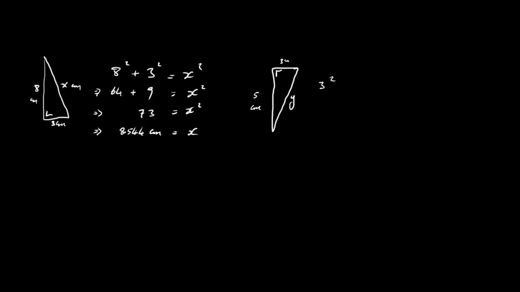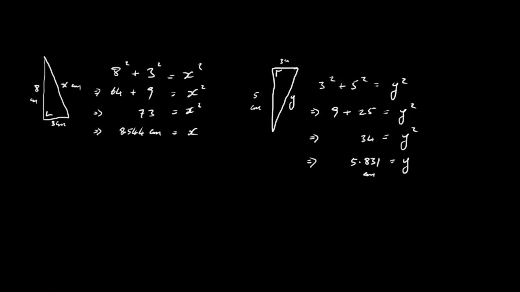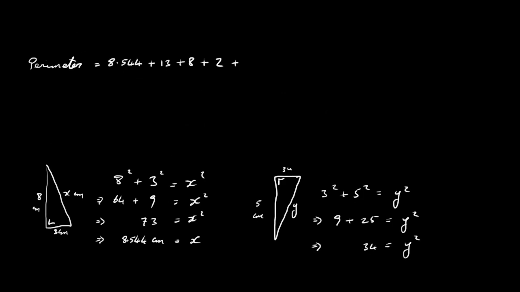Here we know that 3 squared plus 5 squared is equal to y squared. So that will give us 9 plus 25 is equal to y squared, which gives us 34 is equal to y squared. So we want to get the square root of y squared, which is y. Get the square root of 34. Again, I've just rounded that to 3 decimal places, so that's going to be 5.831 centimeters. I'm going to put that in here.